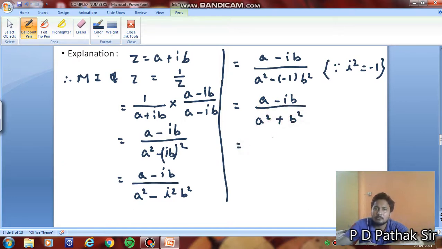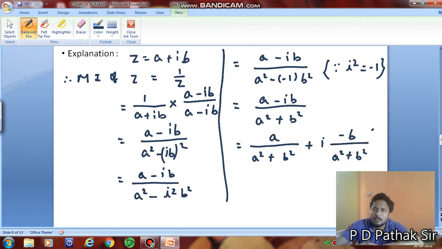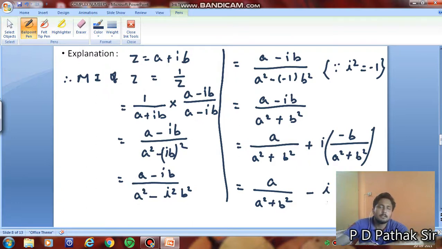But in complex numbers, we have to write every number in the form of a plus iota b. So write this also as a plus iota into minus b upon a square plus b square. Either you can write it like this, or you can write a upon a square plus b square minus iota b upon a square plus b square. So this is the multiplicative inverse.